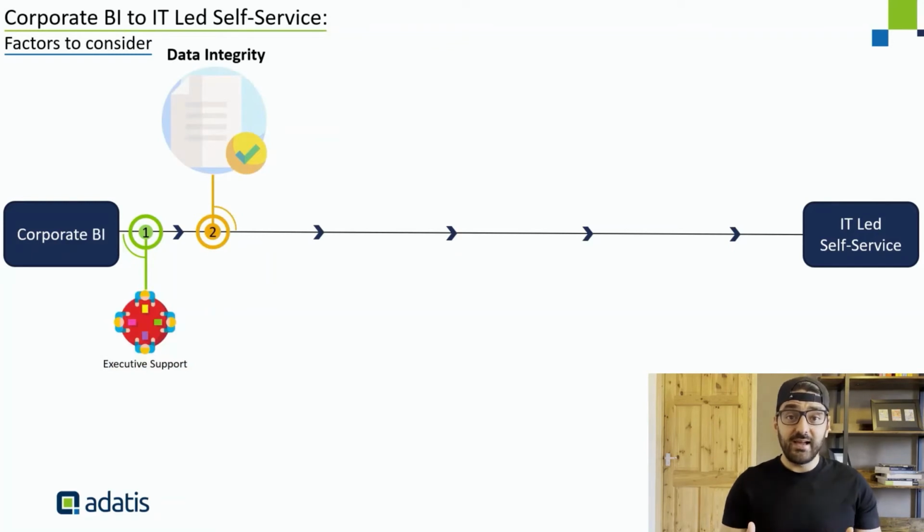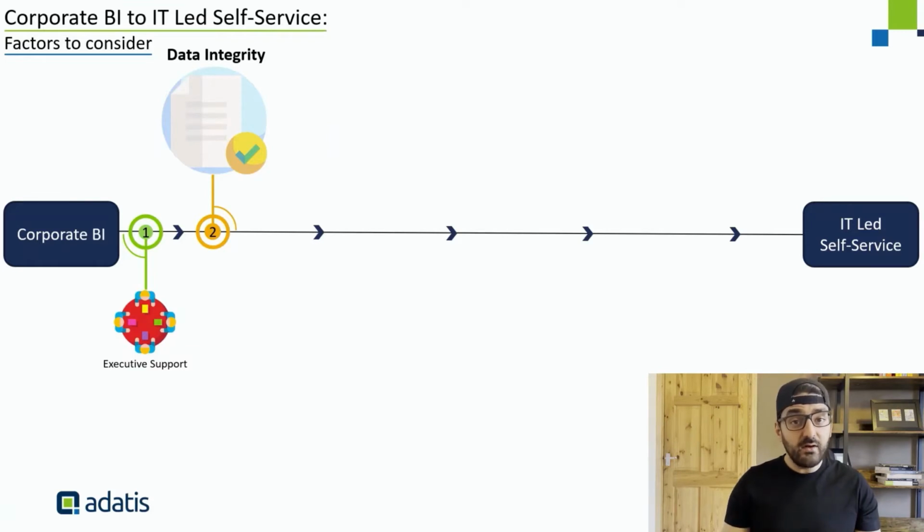The second factor to consider is data integrity. Now, there is no better way to stop people from adopting a new platform than giving them the wrong information with that same platform. And this is another reason starting with corporate BI is important, as we have all the skills to only create high integrity reports. This leads to creating a layer of trust early on between the business and the data.